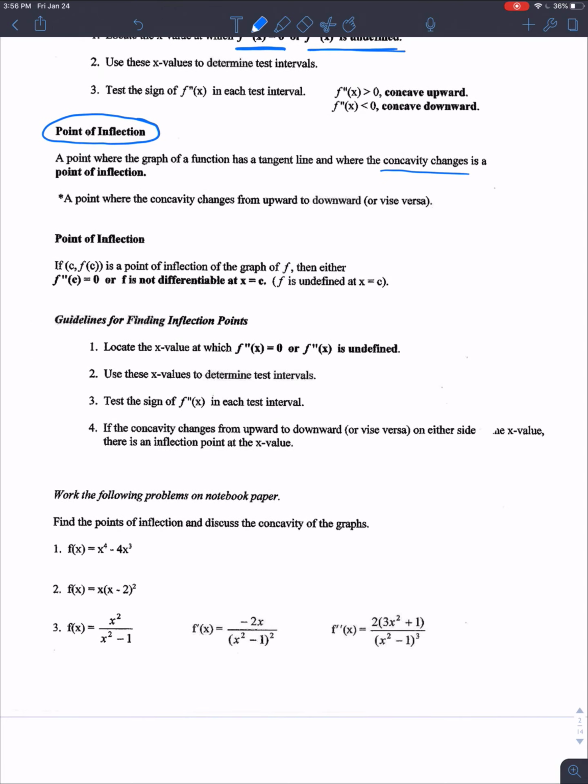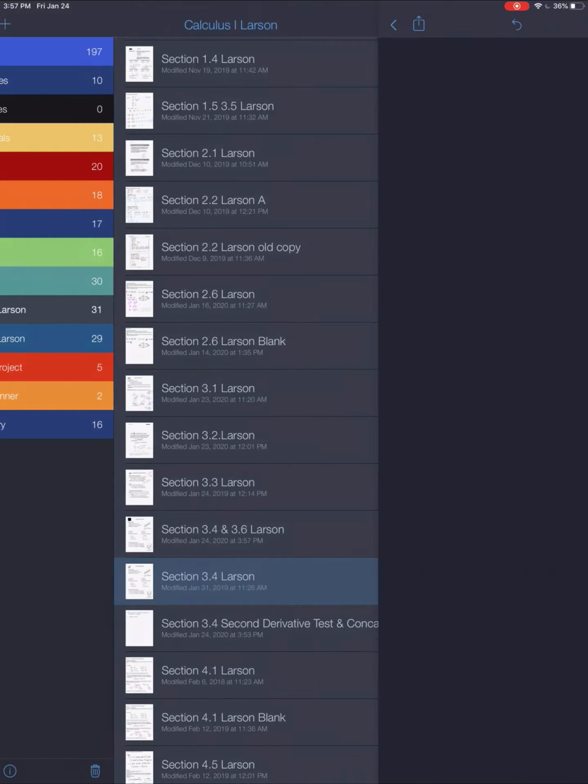Some of the guidelines for finding that: locate x values at which the second derivative is equal to 0 or the second derivative is undefined. Use those values to determine your test intervals. Pick some values to plug in and test the sign at each of the intervals, so we can determine the concavity, whether it's concave up or concave down, and make our assessment. We're going to use these ideas and look at some graphs to work some examples.